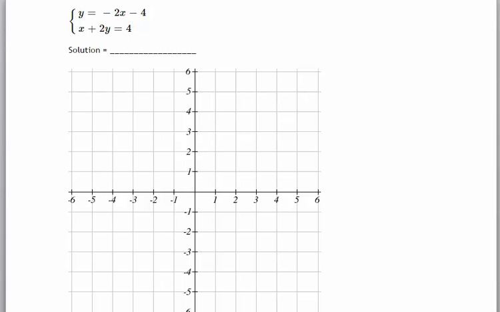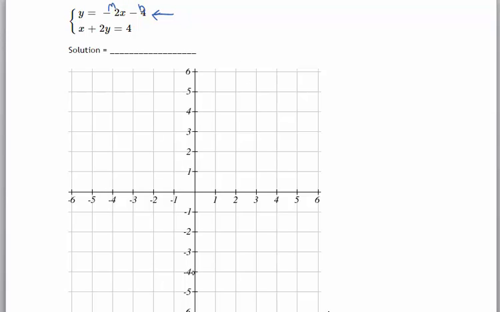Alright, so you've got two lines here on a graph, and wherever they intersect is the solution. That's the point common to both lines. Really, you learned these are in two different forms. The first one's in slope-intercept form, y equals mx plus b, where m is -2 and b is -4.